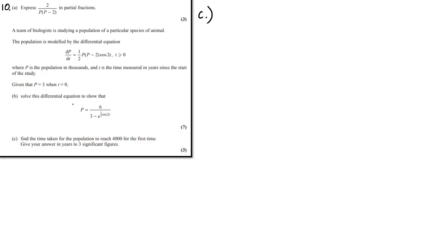Now, P represents the population, but be very careful that you don't put 4,000 here. So 4,000 equal to 6 over this. That's incorrect. Notice that P is the population in thousands. Very easy mistake to make. So watch out for things like that in your exam.